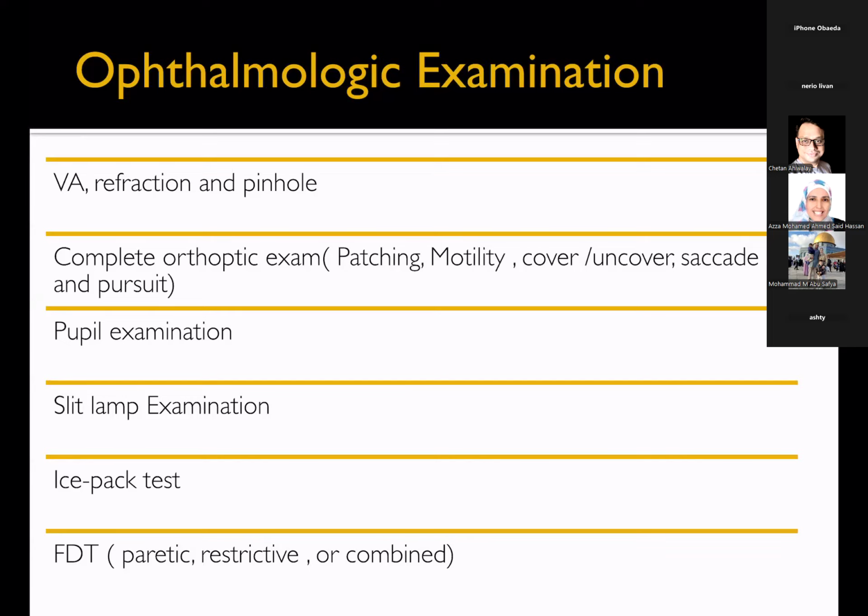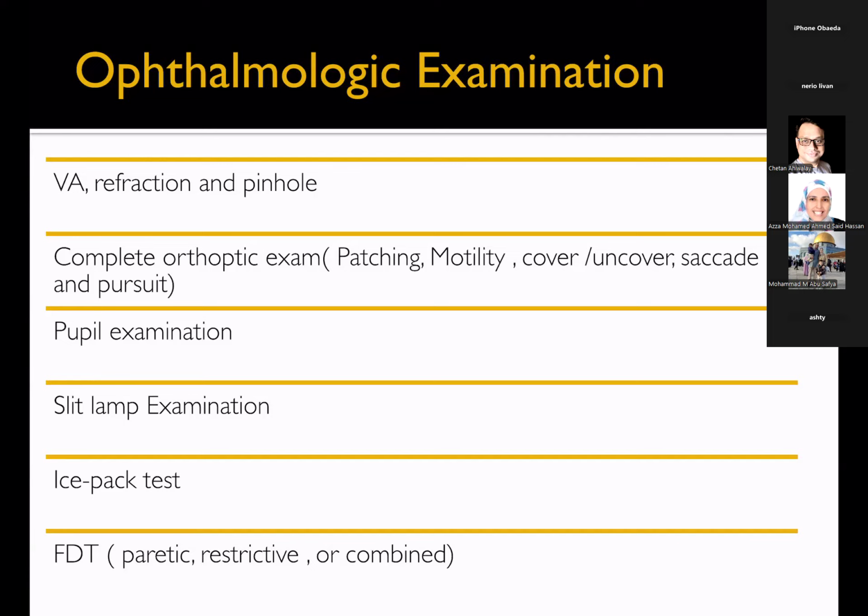We do a complete orthoptic examination for any patient with a neurological or subsequent finding, using patching, full motility test, cover and uncover, saccades and pursuit. Pupillary examination is a very important part of the examination. We have to look carefully at the pupil size and reaction, and do a complete slit lamp examination. We might perform some specific tests according to the findings of the examination done. If you find that fatigability is positive, we will go through the ice pack test.